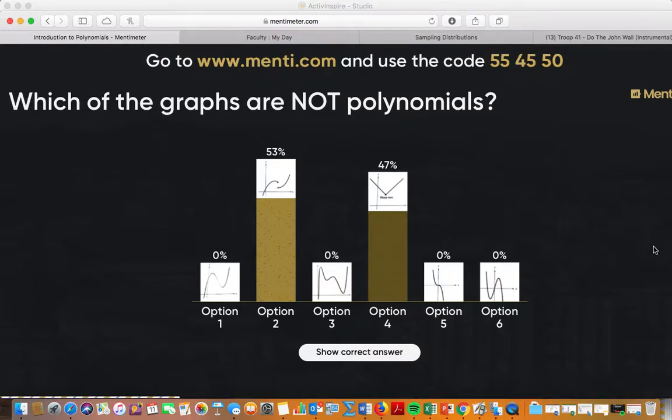Y'all are exactly right. I said which of the graphs, right? So it's actually both option 2 and option 4. It only let you pick one answer. So y'all are all right. But it would actually be both because you can't have a break in a graph of a polynomial. You also cannot have something that comes to a point.